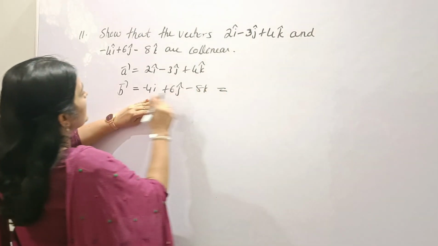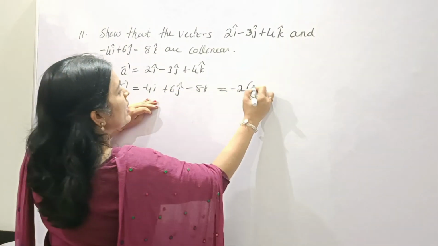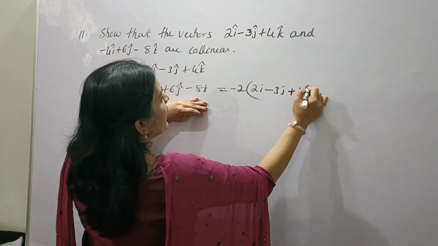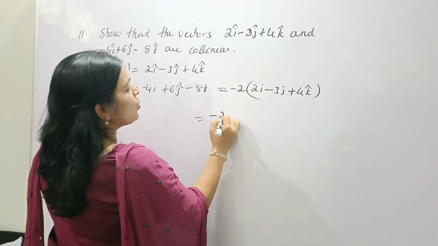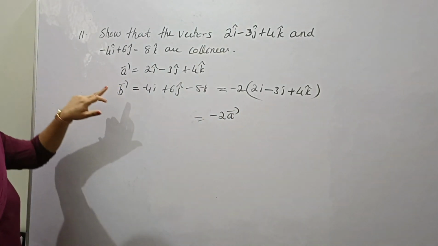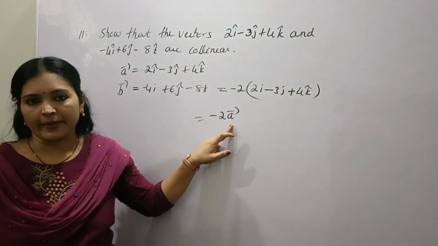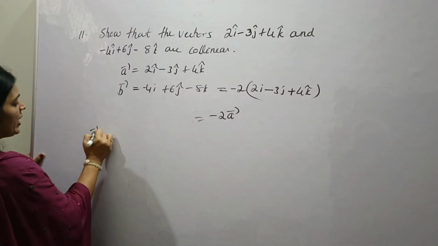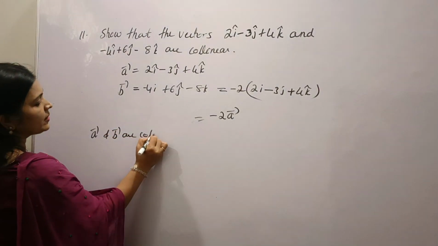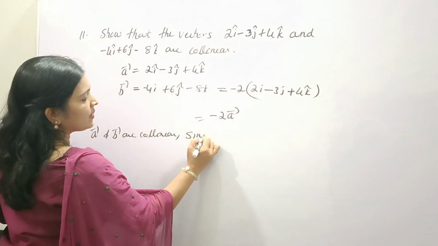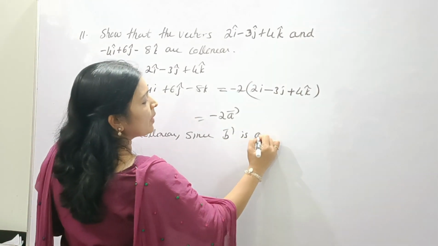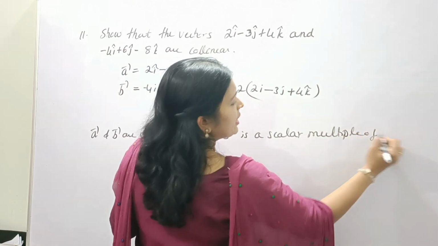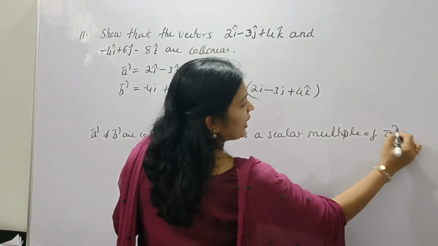See, this can be written as, let's take minus 2 outside, so it will be 2i minus 3j plus 4k, that is minus 2 vector A. See, here vector B is the scalar multiple of vector A. Therefore, vector A and vector B are collinear, since vector B is a scalar multiple of vector A.